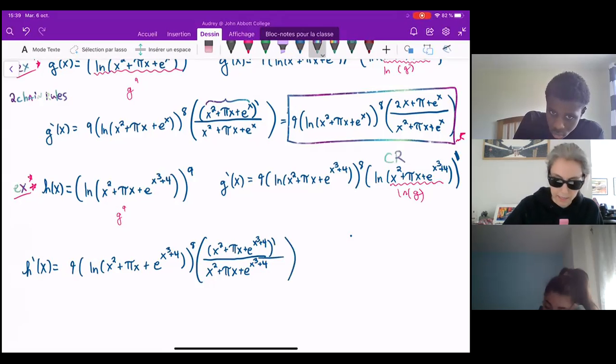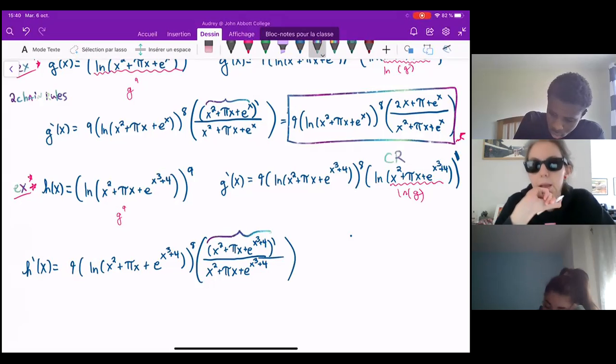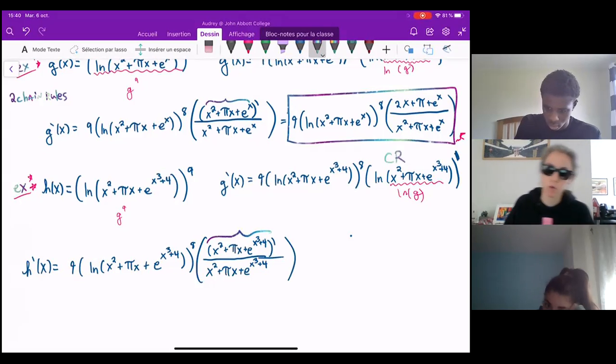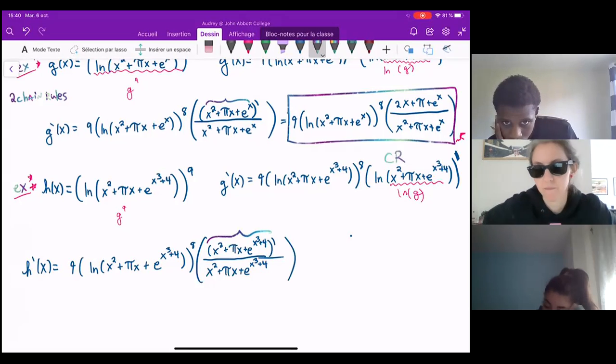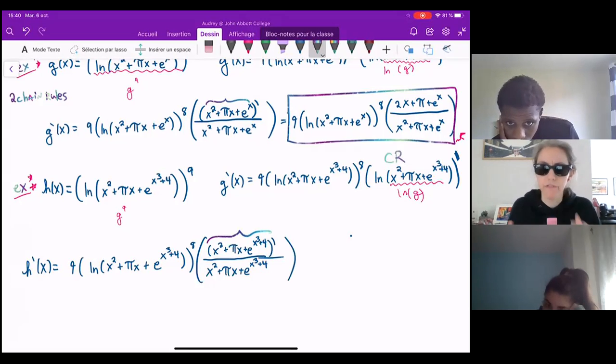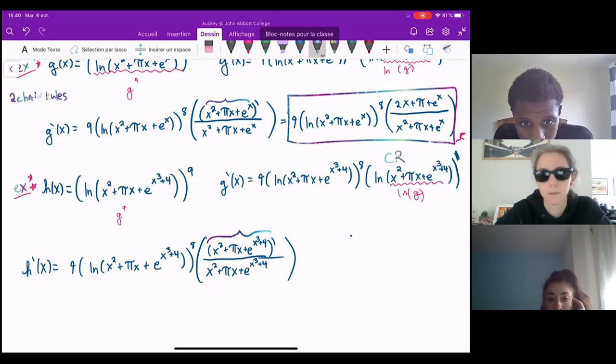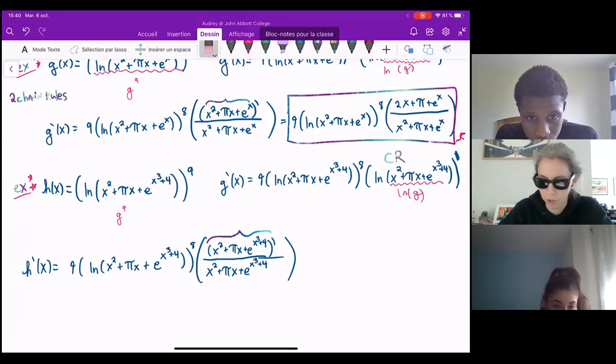And so now I'm looking at this thing. And once again, I ask myself the same question. Does this require a product rule, a quotient rule, or a chain rule, or none? And with x squared plus pi x, we're fine. But what about e to the x cubed plus 4? Am I going to need a chain rule on any of those things? Yes. What do you mean, Jenny? Why is it g prime? Why is what g prime?